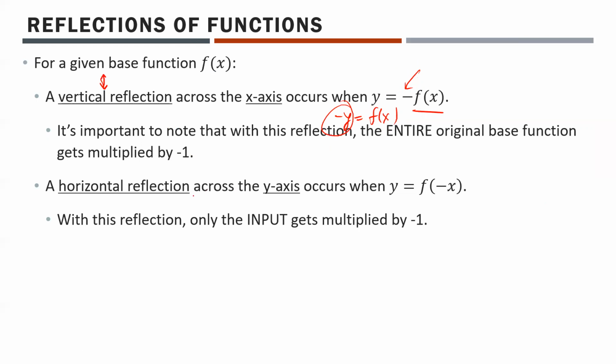As for a horizontal reflection, this is across the y-axis, and this occurs when y equals f of -x. Notice a horizontal reflection happens inside the brackets, just like a horizontal translation happened inside the brackets. So with this reflection, only the input gets multiplied by -1. So you replace all of your x's in your original function with -x instead.